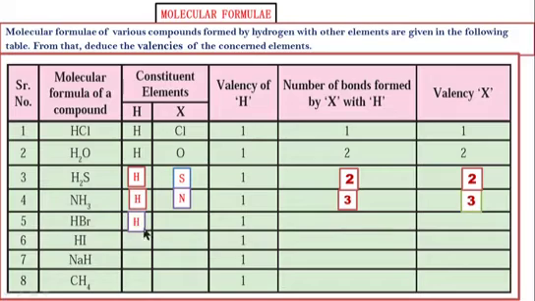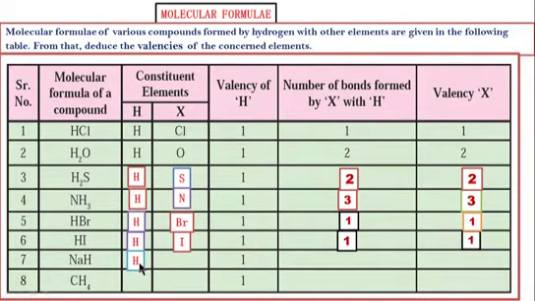Next example, HBr. Here is H, here is bromine. Valency of hydrogen is 1. Number of bonds formed by bromine with hydrogen is 1. Valency of bromine is 1. Then HI means hydrogen. Here the element is iodine. Valency of hydrogen is 1. Number of bonds formed by iodine with hydrogen is 1 and valency of iodine is 1.